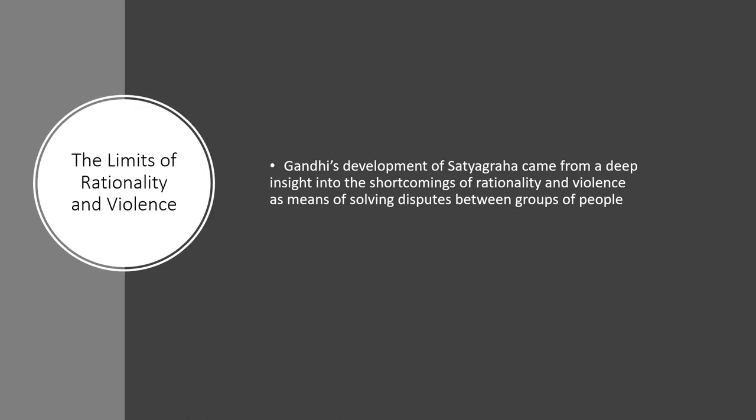All right, so let's now talk about Gandhi's philosophy a bit more precisely here, as that's what our main focus is. But of course, we have to understand some of the history to really get a sense of where Gandhi's coming from with this. His development of Satyagraha came from a deep insight into the shortcomings of rationality and violence as means of solving disputes between groups of people. Those things have been thought to pretty much exhaust the options. You have a rational discussion, you sit down and discuss and negotiate, or if that doesn't work, there's violence. And Gandhi sees that neither of these alternatives are really satisfactory or really capable of solving problems.